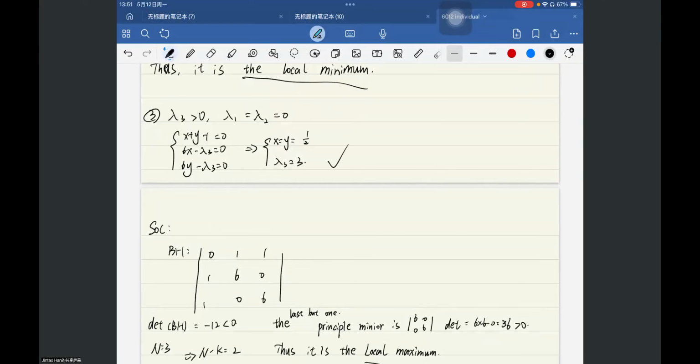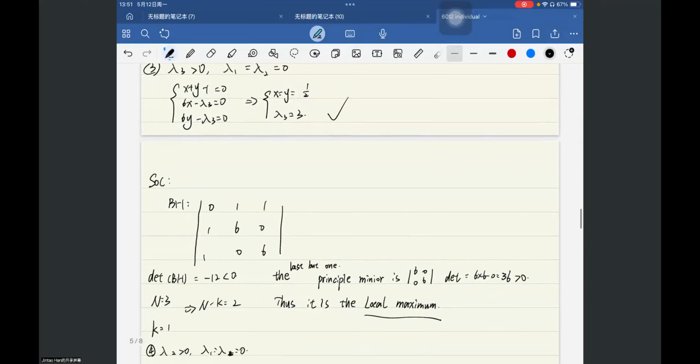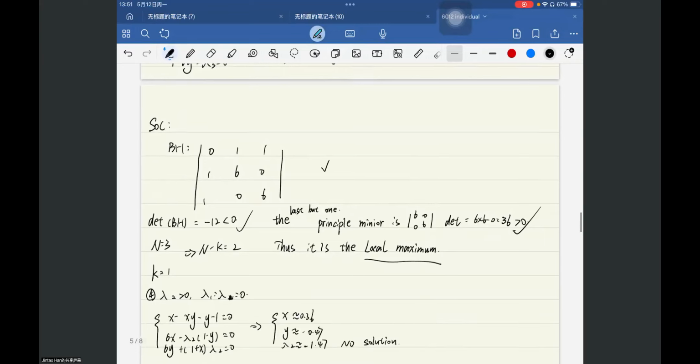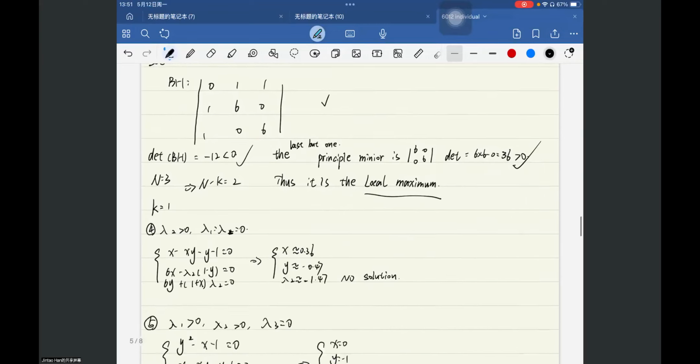The same way we do the second order condition and bordered Hessian. The bordered Hessian matrix is this, and we solve the determinant is minus 12, which is less than 0. And the last but one principal minor is this, and the determinant is 36. It's larger than 0. In this case, this is the local maximum.